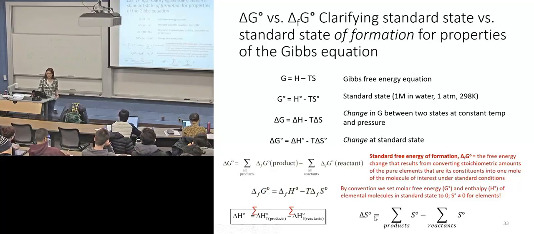The delta S equation can be of formation or not, depending on whether or not the reactants are all elements. If the reactants are all elements, then you could put a little f here and it would be correct. But the elements aren't 0 for entropy.